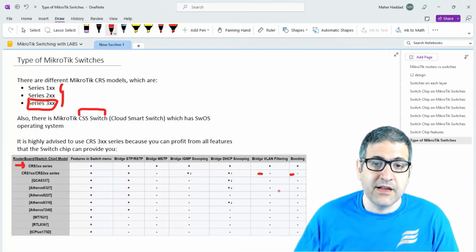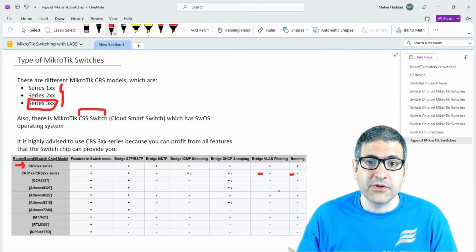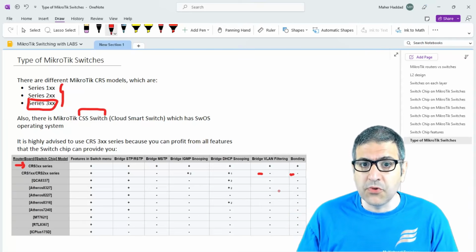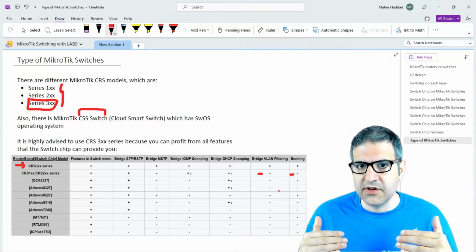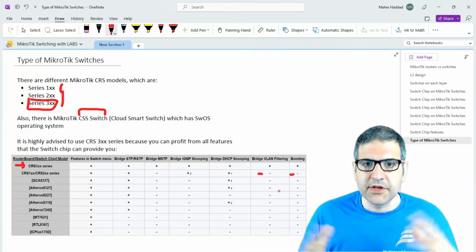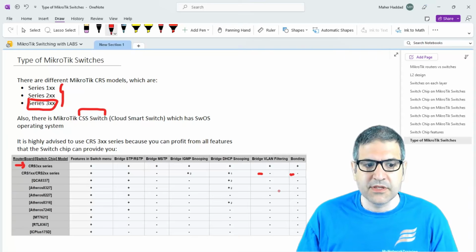So that's why, whenever you think of buying a MikroTik switch, I highly advise you to always go for a CRS 300 series. There are different types within the CRS 300 series. You can buy the biggest one or the smallest one, but it should be the 300 series, because then it's much better for you for the configuration, and also for the performance of the switching on your network.